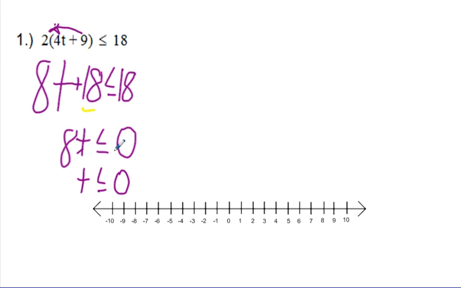Next, we're going to write our solution in something that's called set builder notation. So starting with curly braces, I'm going to define my variable, which is t, draw a little line after it, and then write the solution that I just found. t is less than or equal to 0. To read this answer, we're saying t, our variable, such that t is less than or equal to 0.